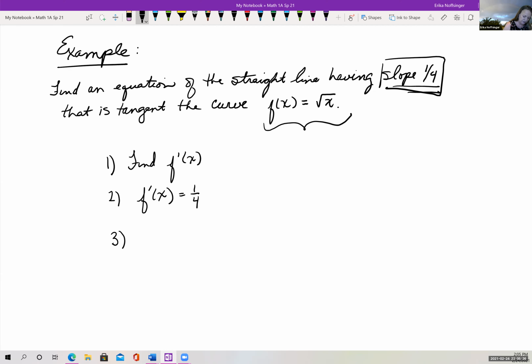So find the point on f of x where f prime of x equals a quarter. And then you're going to find the equation of the line.